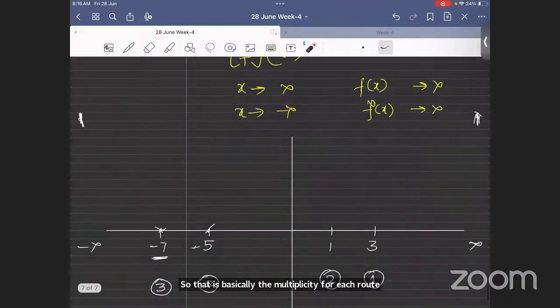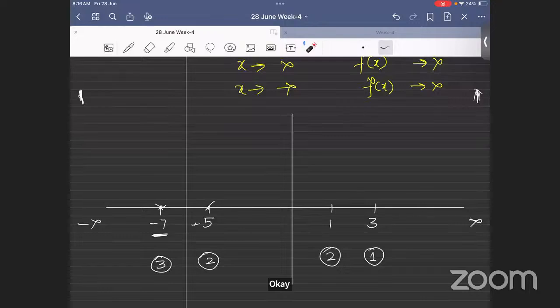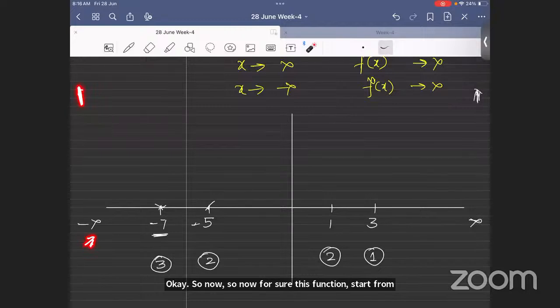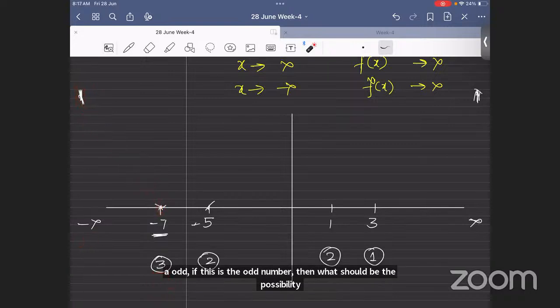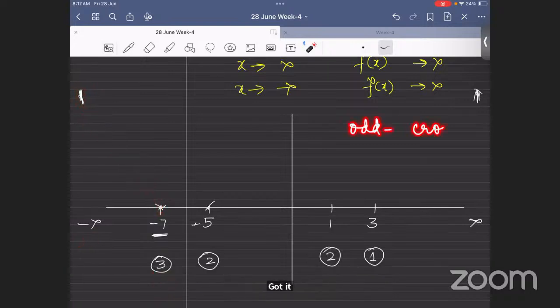Now for sure this function will start from here, because from minus infinite we know that the starting behavior will start from infinite. Now it will cross, because the first root that is occurring is minus 7. So for sure this will come like this and it will cross at minus 7. Whether it will cross or touch, we have to see the multiplicity of the root, whether it is even or odd. If this is an odd number, then what should be the possibility? It will cross the x-axis. Correct. So whenever you get an odd multiplicity, it will cross. Okay. And now how it is crossing, that is, whether the graph is getting flattened or not.